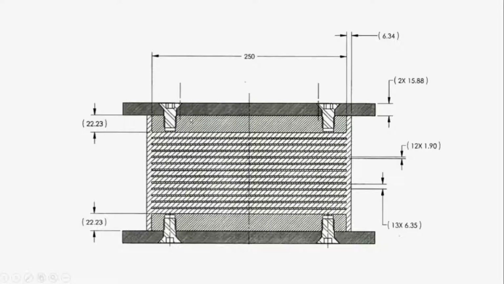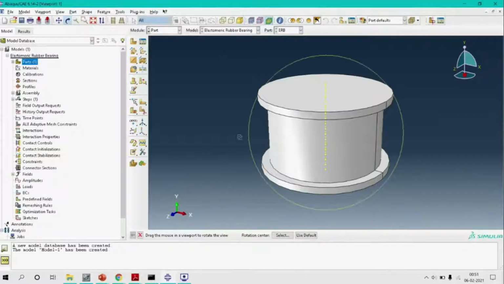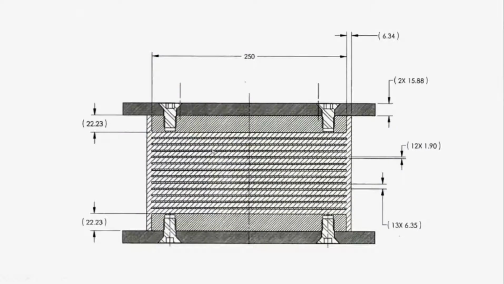Now in this sketch we can see that there are alternate layers of steel as well as rubber in this model. So in order to create this steel and rubber in our model, firstly we will have to divide our entire model into small cells, and then these cells will be assigned the desired properties of rubber and steel, as can be seen in this figure.